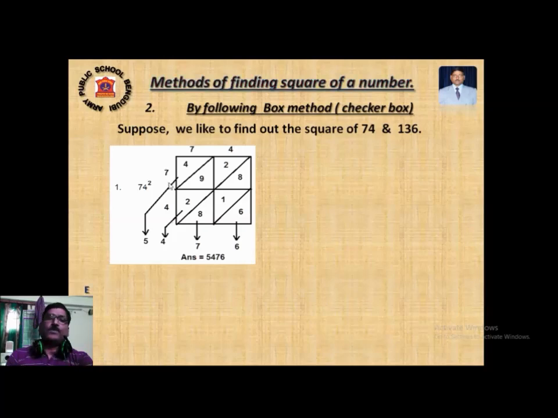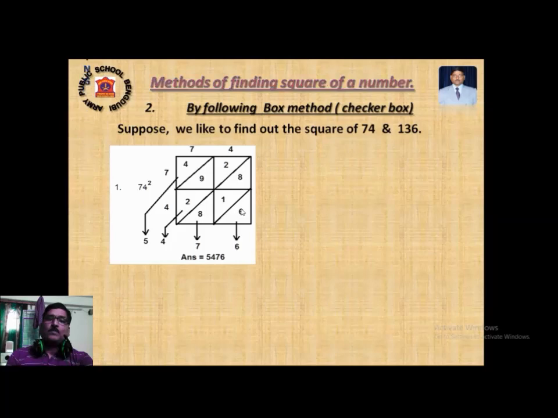Now find the products. 7 times 7 is 49, 4 will be in the tens place, and 9 will be in the unit place. Similarly, 7 times 4 is 28, 2 in the tens place and 8 in the unit place. Next multiplication, 4 times 7 is 28, 2 in the tens place and 8 in the unit place, and 4 times 4 is 16, 1 and 6.